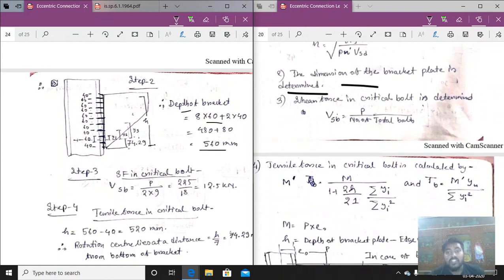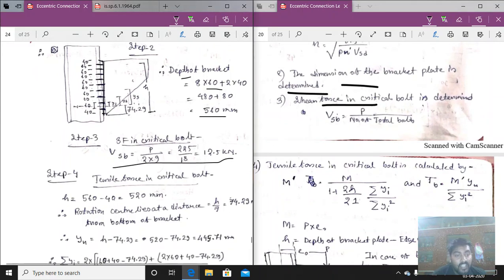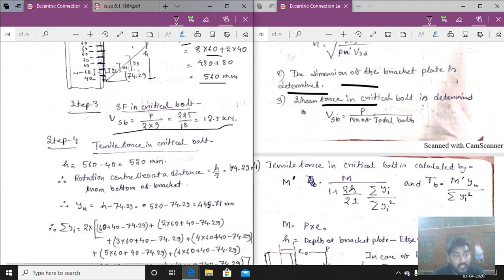Now step 3, the shear force in the critical bolt FSB is equal to 12.5 into 225 into 18, calculating all the values. The tensile force in the critical bolt, H, equals 560 minus 40, which is equal to 520. H equals the VSB we have calculated.